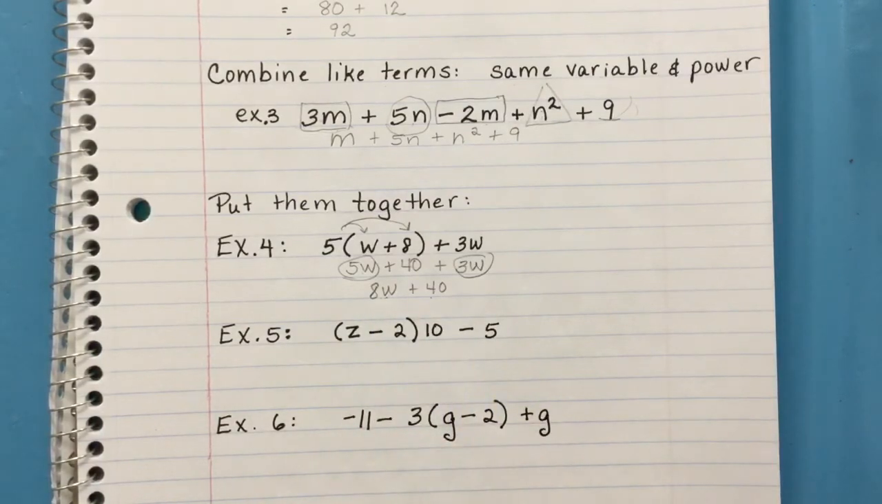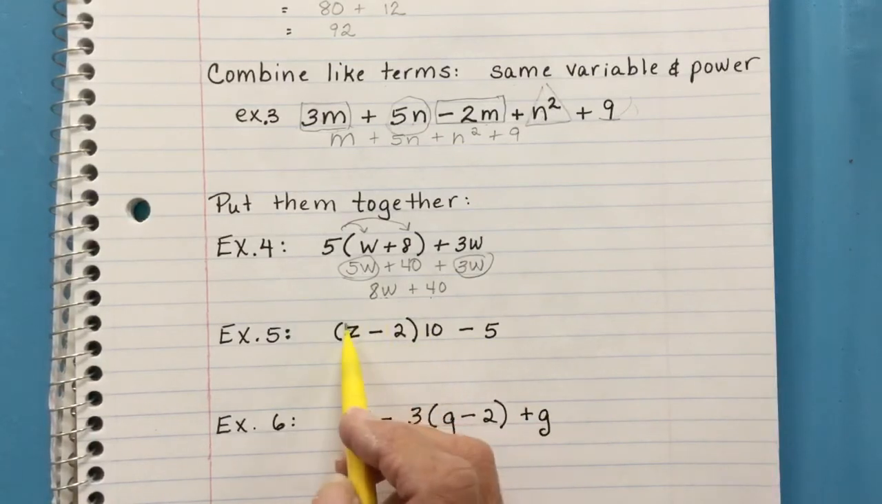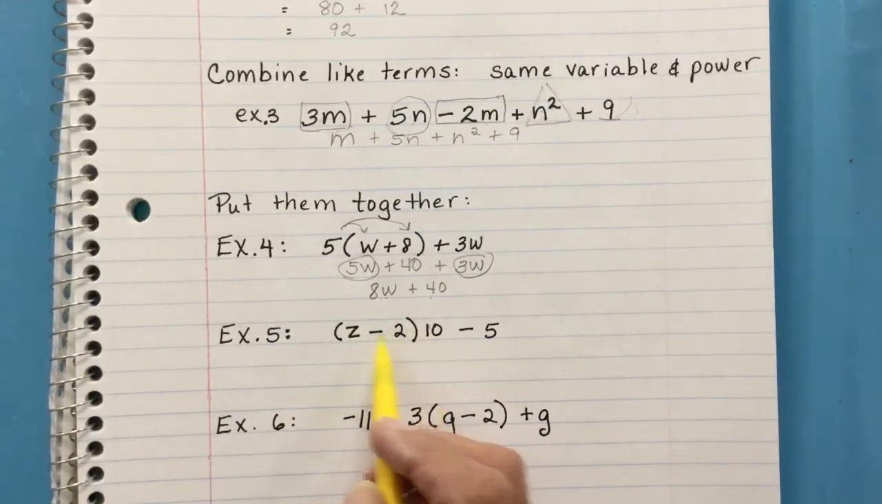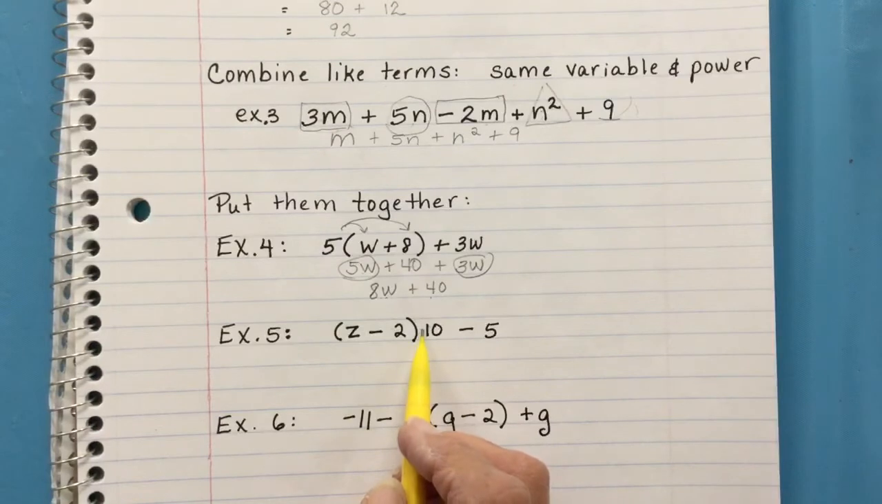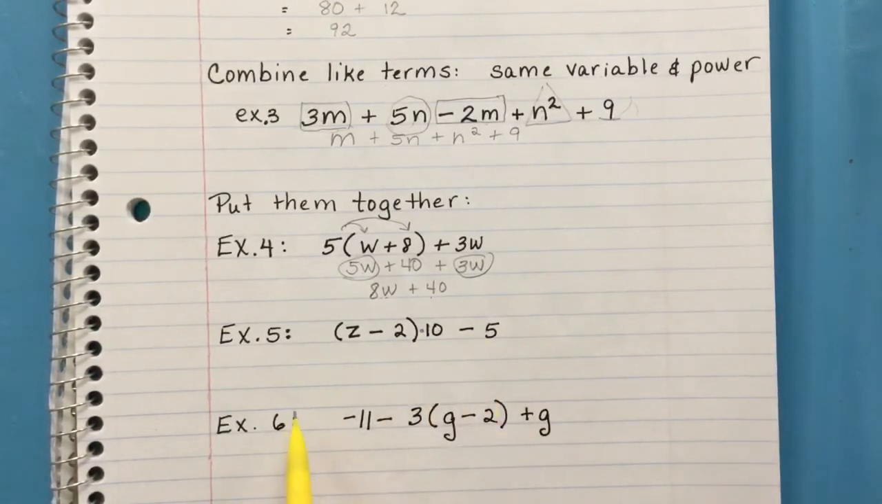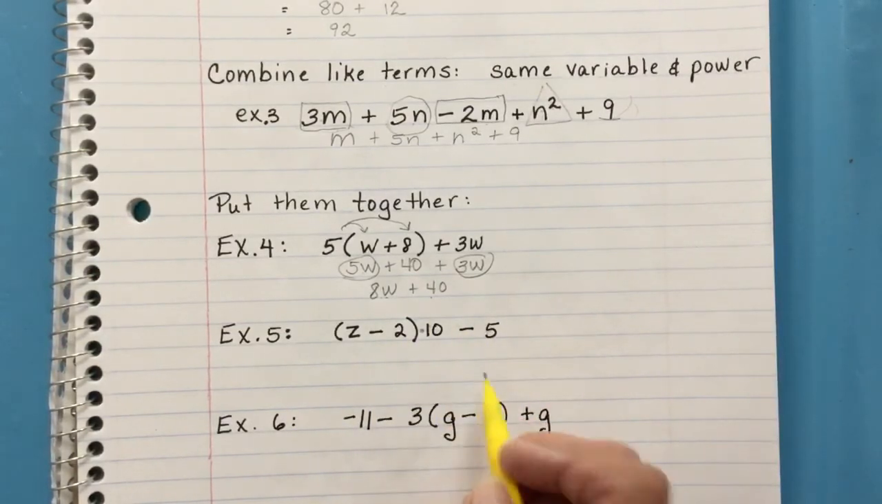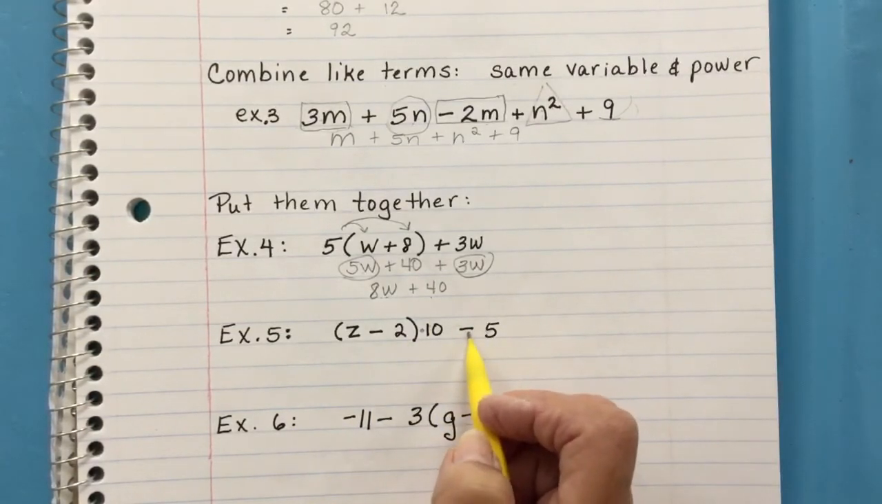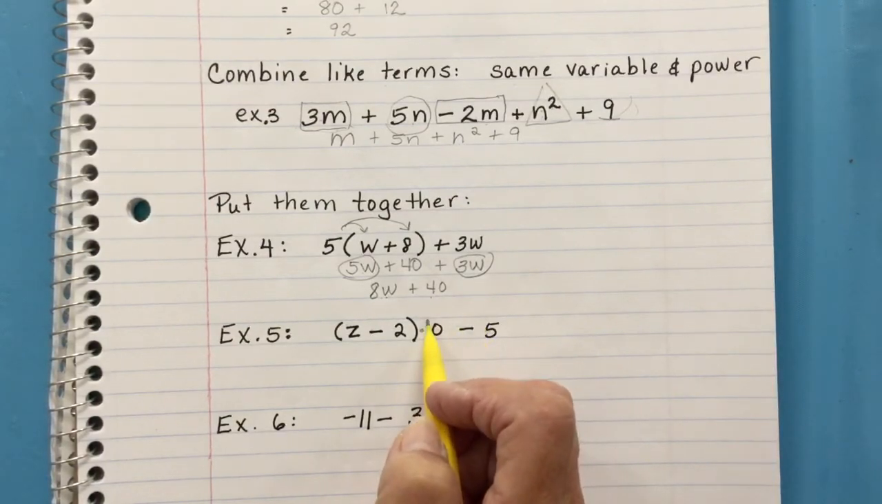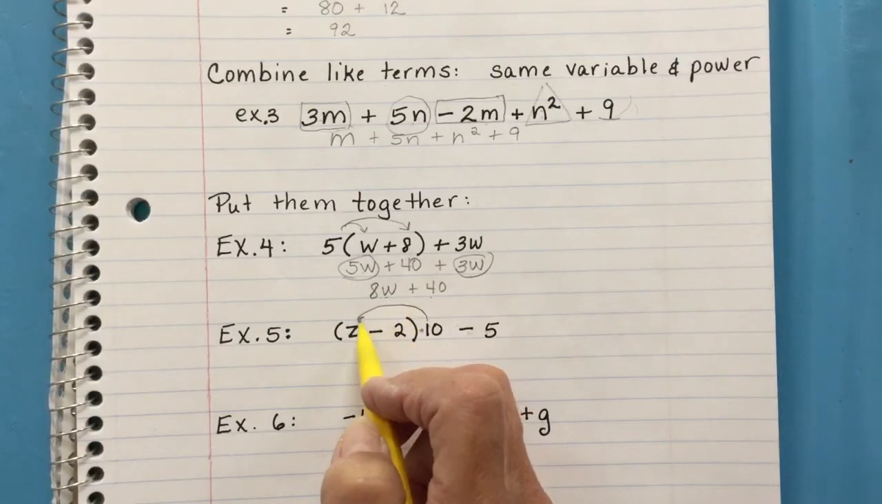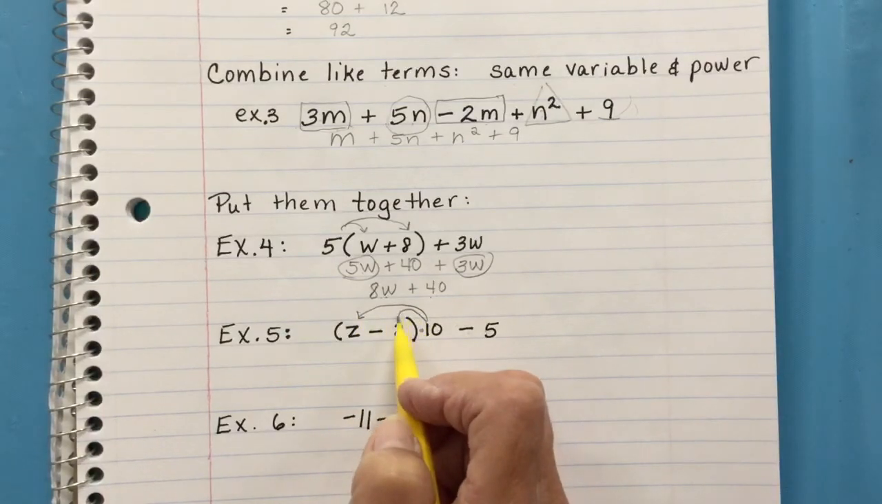Now let's look at example 5. On example 5, the 10 has to be distributed to these. See, they're pushed together? There's an invisible multiplication symbol there. You cannot subtract first. Some people get confused and they subtract these and then distribute. But remember, on the order of operations, subtraction is the last step. So multiplying comes before that. So we're going to distribute because that's a form of multiplying.